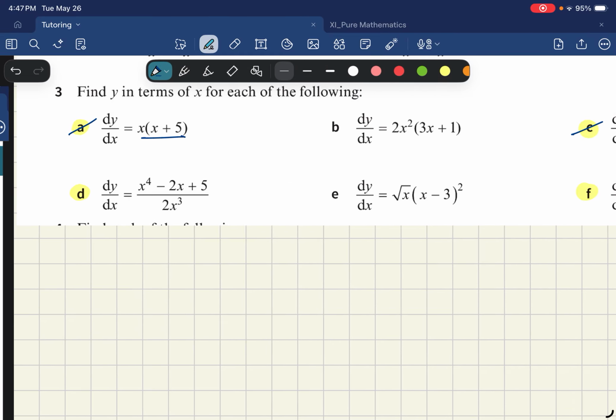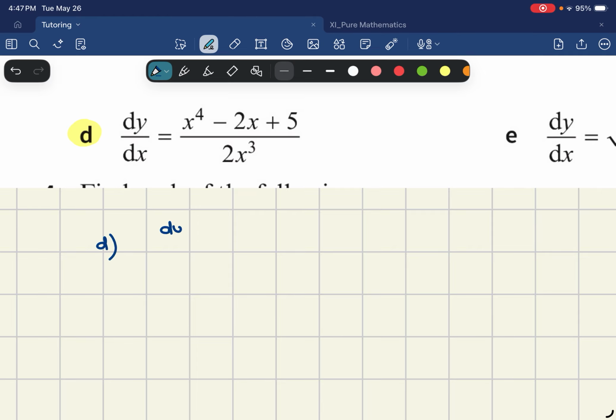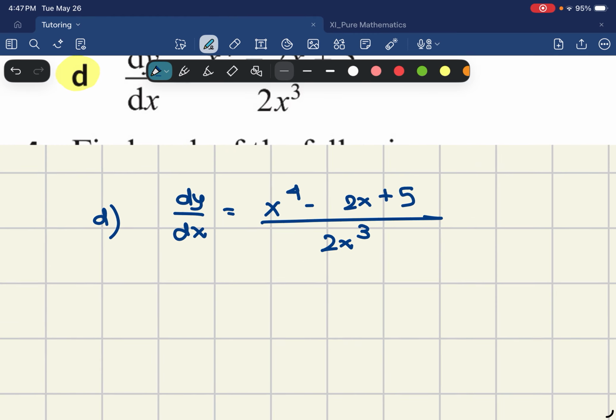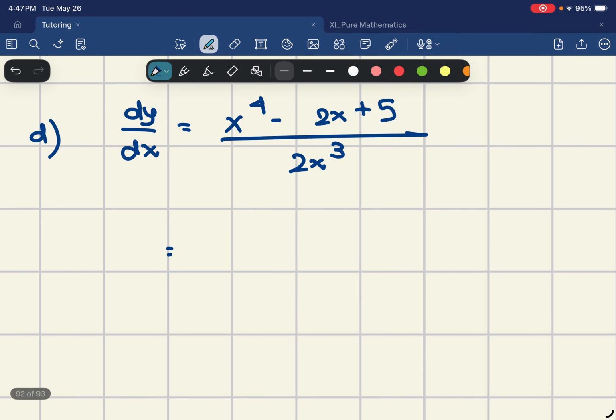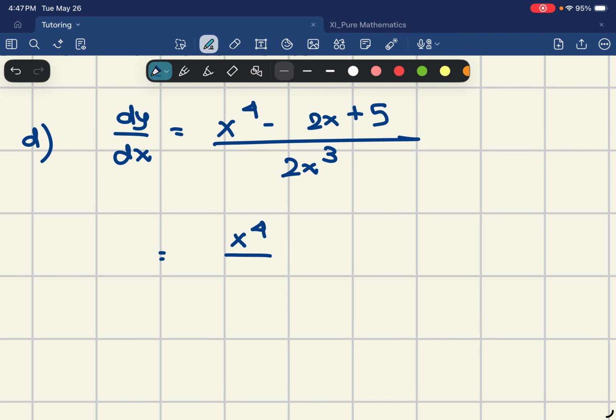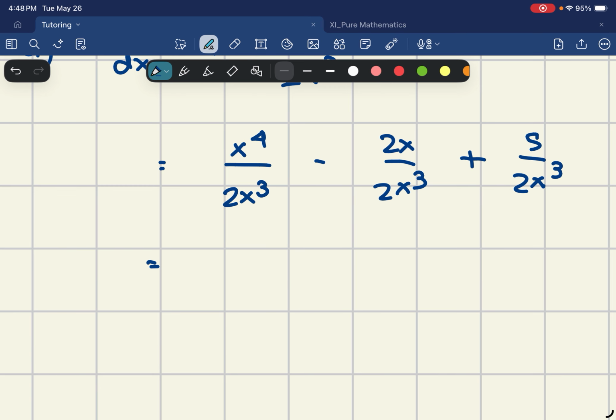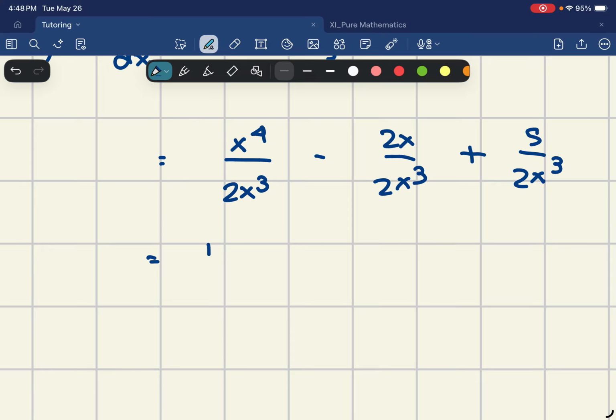So for part D, we have dy by dx is equal to x to the power 4 minus 2x plus 5, divided by 2x cubed. So let's simplify this a bit. I can write this as x to the power 4 divided by 2x cubed, minus 2x divided by 2x cubed, plus 5 over 2x cubed. So I can write individually as these fractions, right? And now I can simplify this further because x to the power 4 divided by x cubed is just going to be x by 2, minus 2.